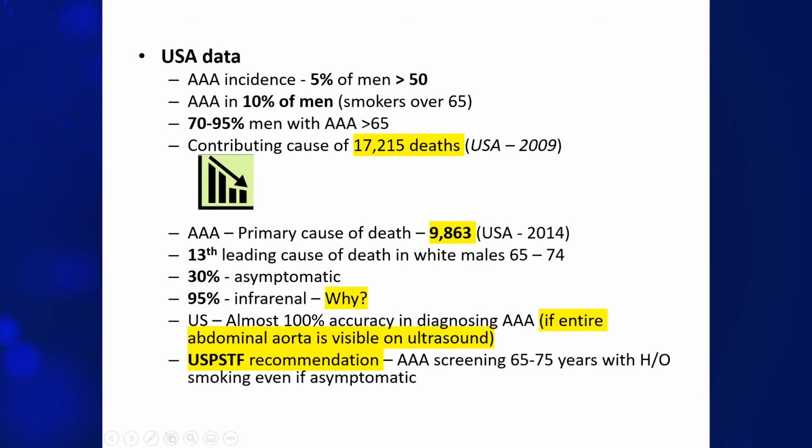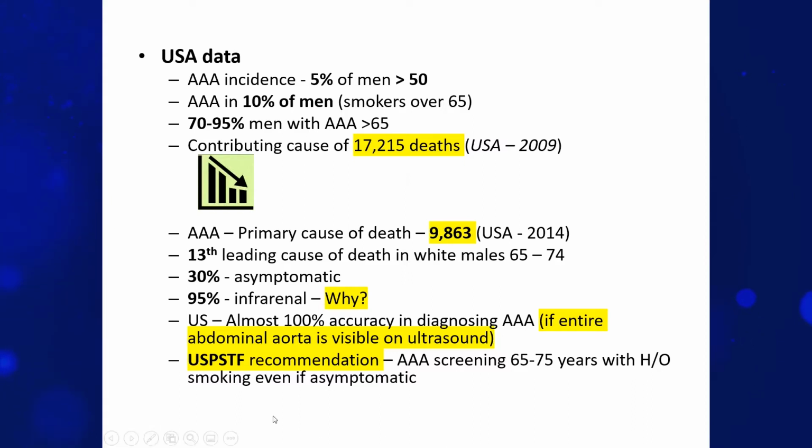So look at some data, and you notice that this is primarily a disease of older individuals, and typically smokers over the age of 65. Interestingly, the CDC shows that the contributing cause of deaths in 2009 was about 17,215, and it's definitely dropped in 2014 to 9,800. That's because folks have been doing lots of AAA scans with ultrasound and are able to diagnose the condition and intervene and fix the problem.